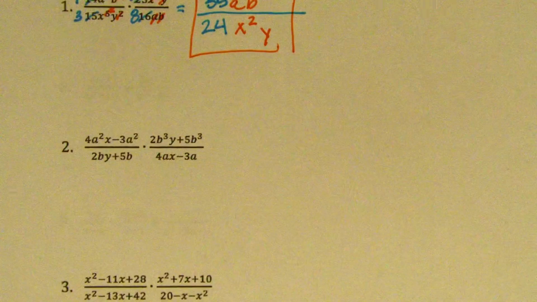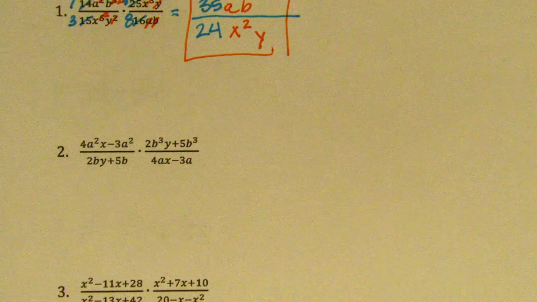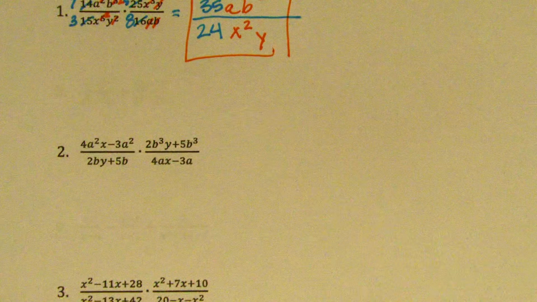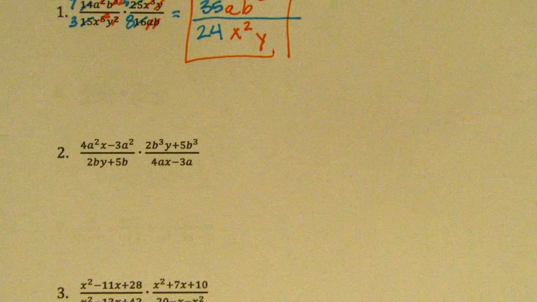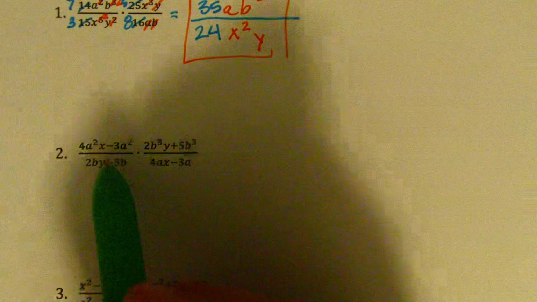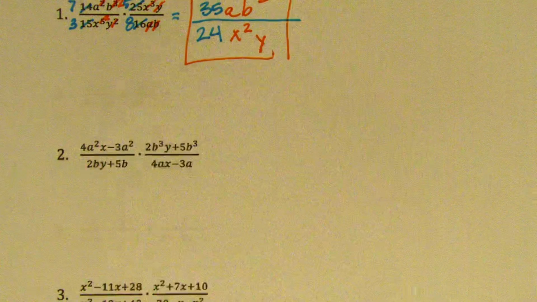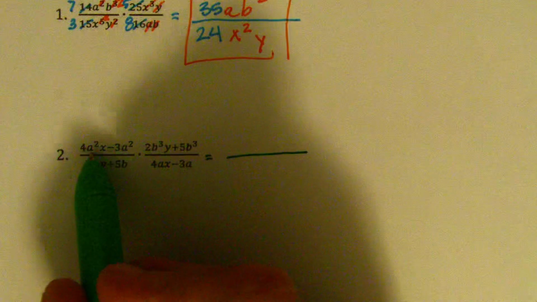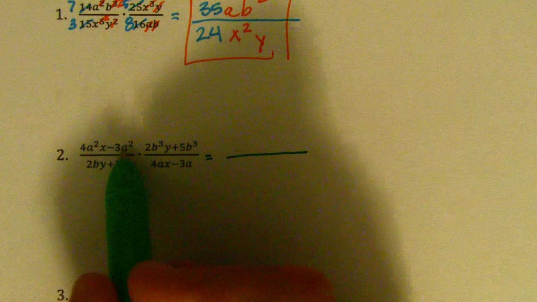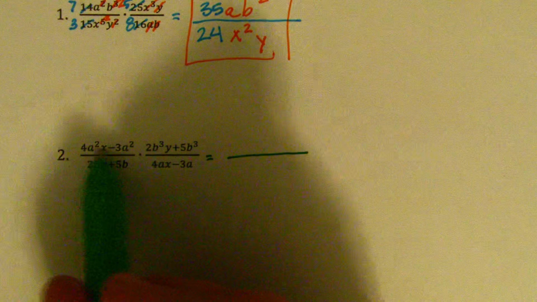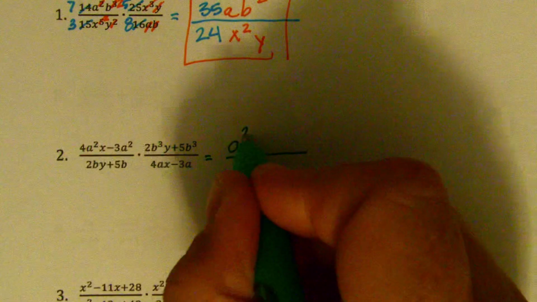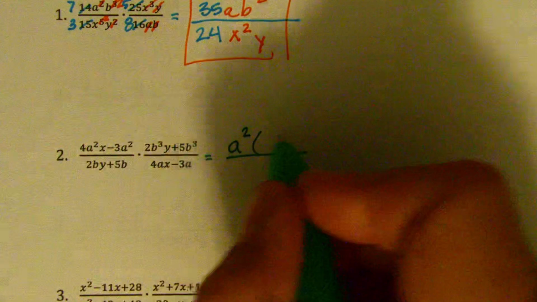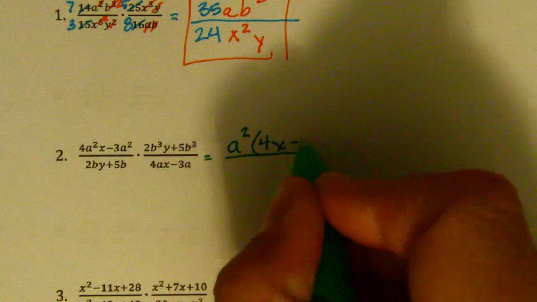Now the next one is kind of a mix of those things. I do see some addition and subtraction signs, but I do also see some monomials. So what we want to do in each of these pieces first is factor them as much as possible. So this first one, 4a squared x minus 3a squared, they both have an a squared. So factoring that out, I'm left with 4x minus 3.